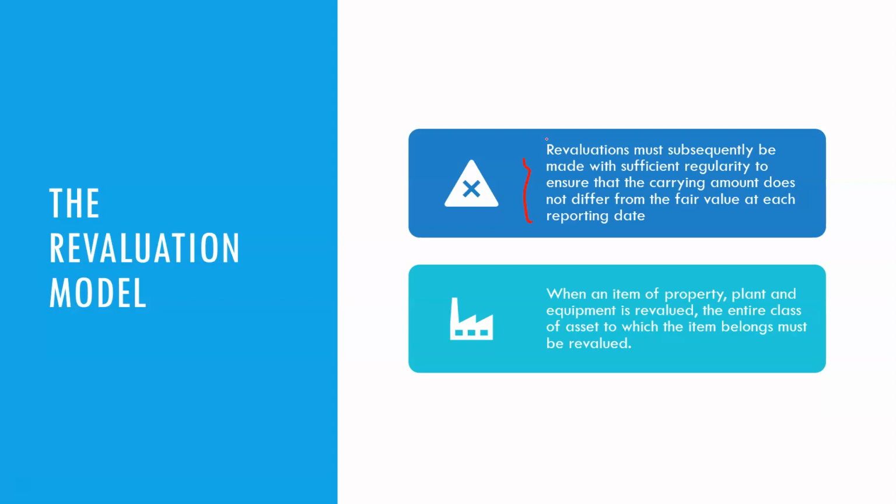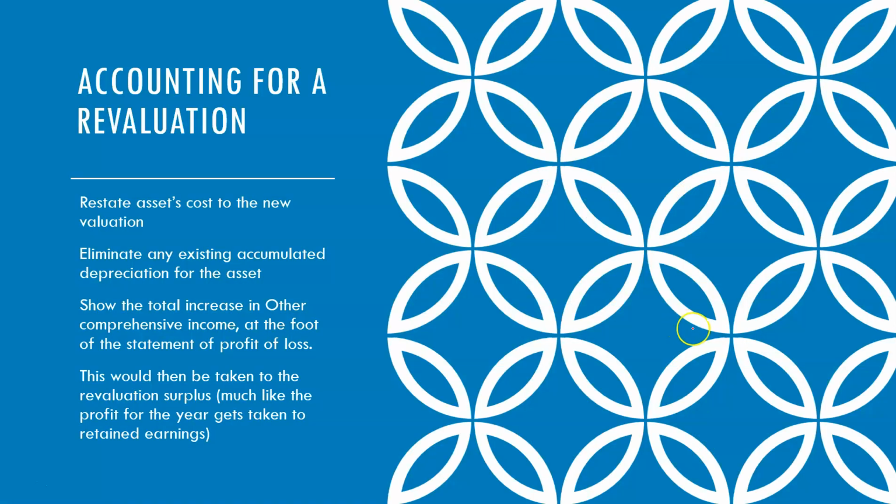And the other thing is that there is no cherry picking. So if you have a range of non-current assets, you have to revalue all of them. You cannot just revalue the one building. You have to revalue all the buildings, if you like, that you have. So all the machines, if that's what you're revaluing. That's the other point.